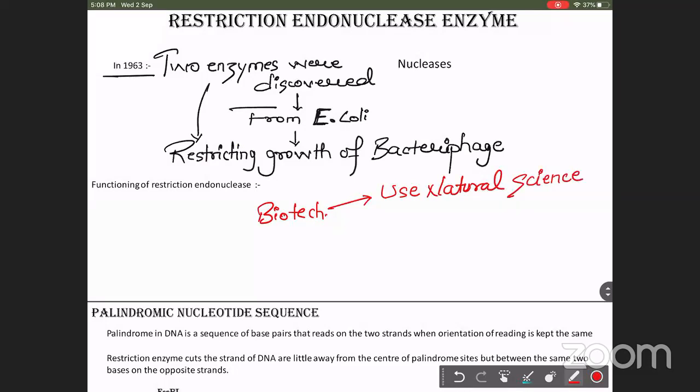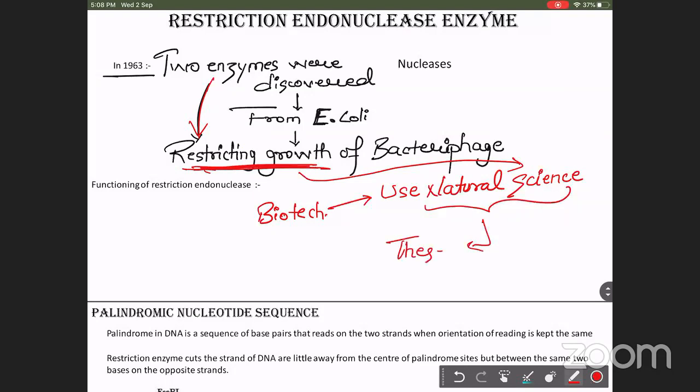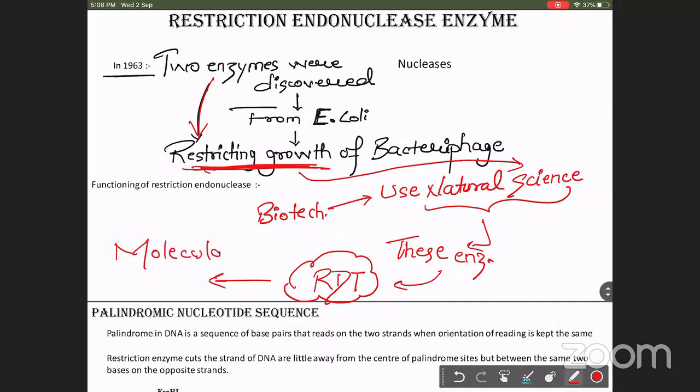So what is the example of natural science here? These restriction enzymes, which are restricting growth of the bacteriophage in the E. coli, are showing the natural science to us. When we see the natural science, what will come to our mind is that we can use these enzymes in RDT. For doing what? In RDT we can use this restriction enzyme as molecular scissors. Okay, so this is the overview which I have given you.